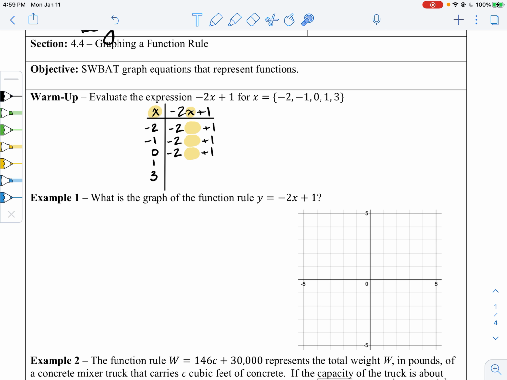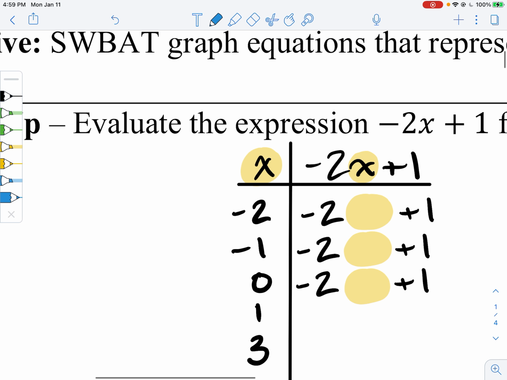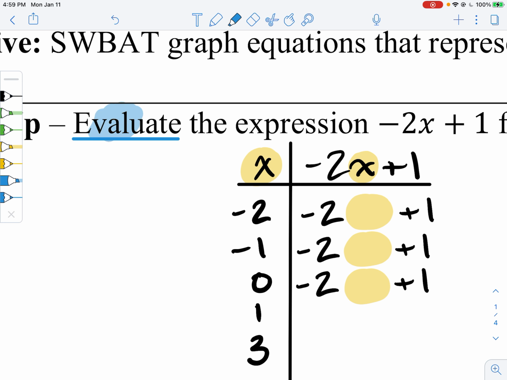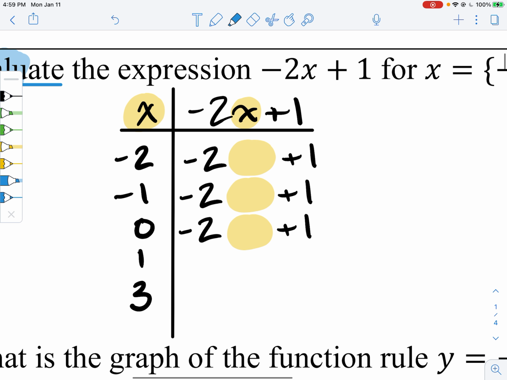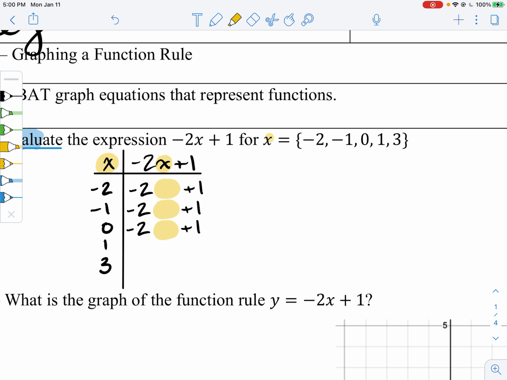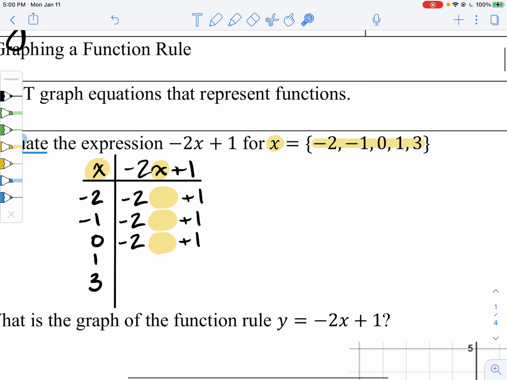As a warm-up, let's remind ourselves what it means to evaluate an expression. To evaluate means find out what it's really worth, find its value, if you will. And how we do that is we make a table. It gave you the x values. It says, hey, when x equals these numbers, find out what this expression is going to be. So I put them in a table.